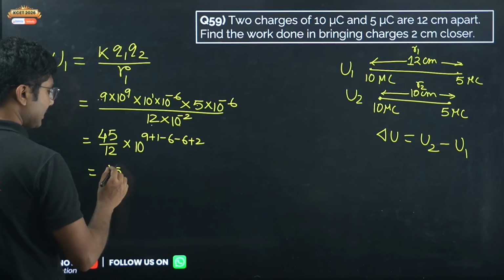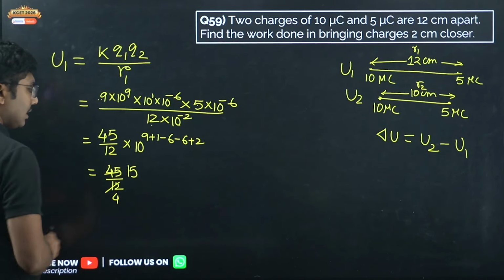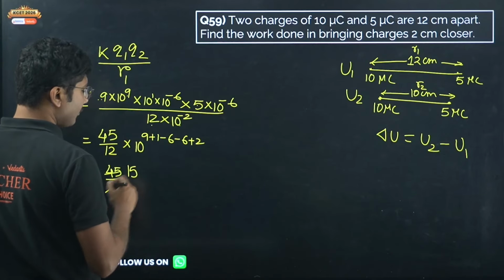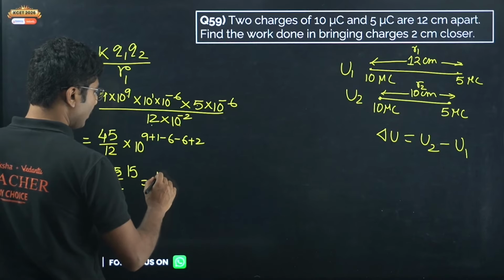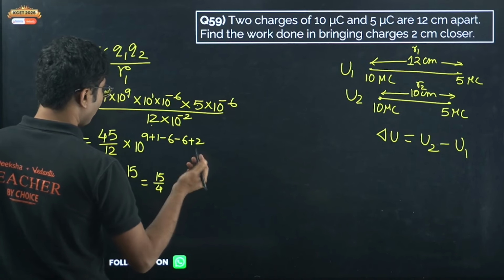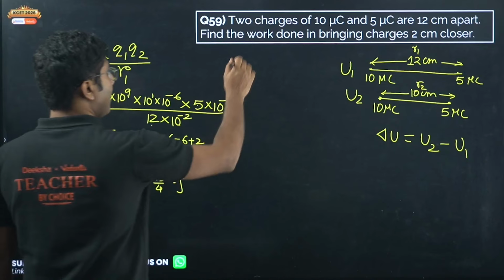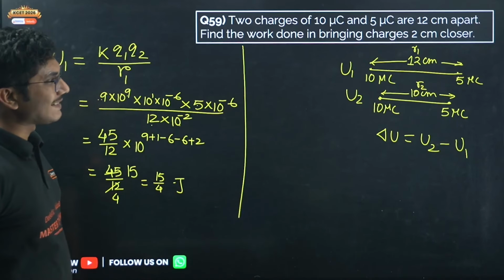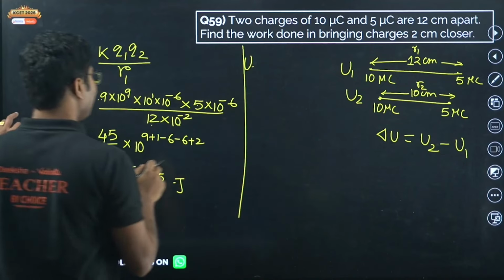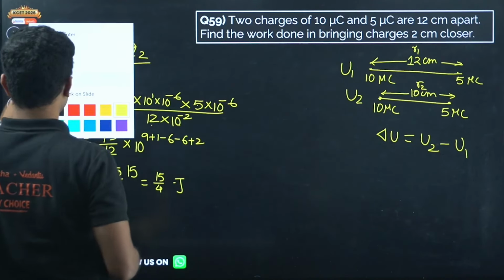Now we can even simplify this. 3 4s are 12, 3 15s are 45. So this will be approximately 3.9, but we will not simplify it yet. We will keep it as it is, 15 by 4, and the unit will be that of potential energy, so it will be in joules. Now what about the potential energy when they are 10 centimeters? So when they are at 10 centimeter, the new final potential energy U2, I need slightly more space, so let me erase this. Okay, the space is not enough.